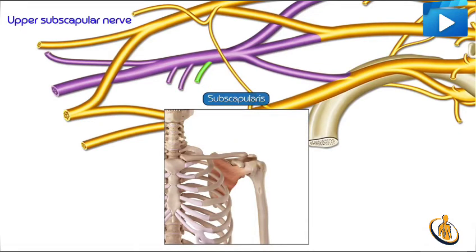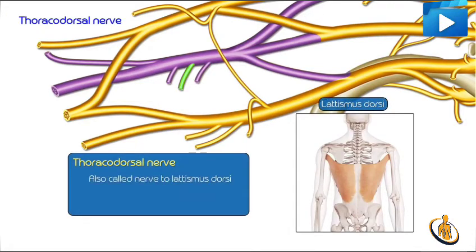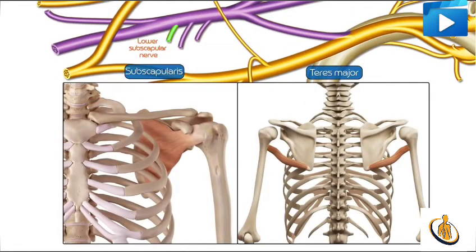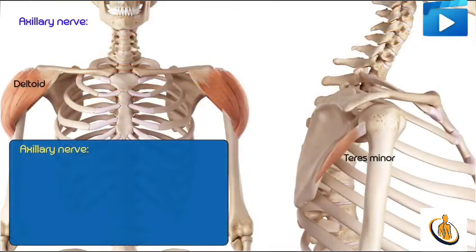It mainly supplies the subscapularis muscle. And the thoracodorsal nerve is also called the nerve to the latissimus dorsi. It mainly innervates the latissimus dorsi muscle. And the next one is the lower subscapular nerve. It mainly supplies the subscapularis as well as the teres major muscles. And the next one is the axillary nerve.